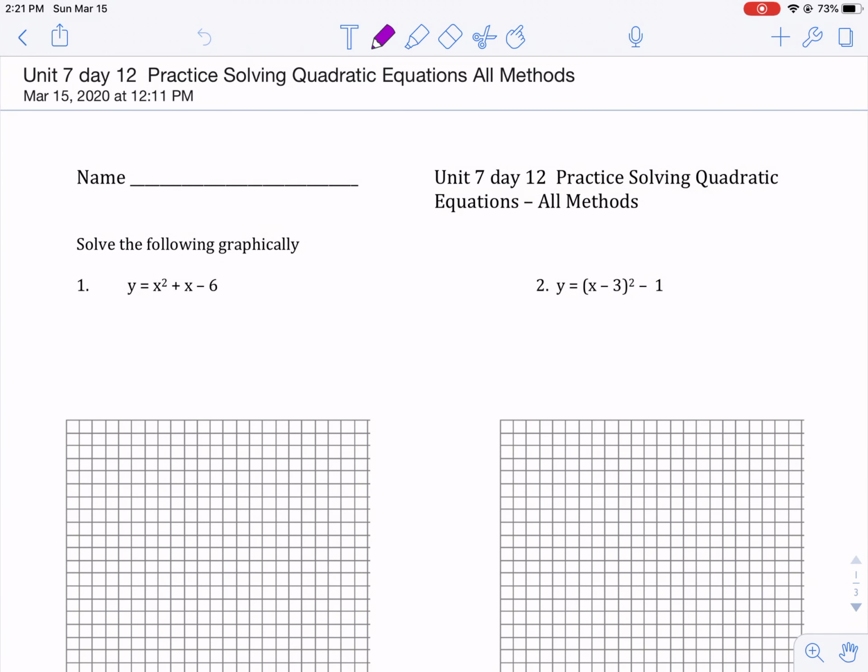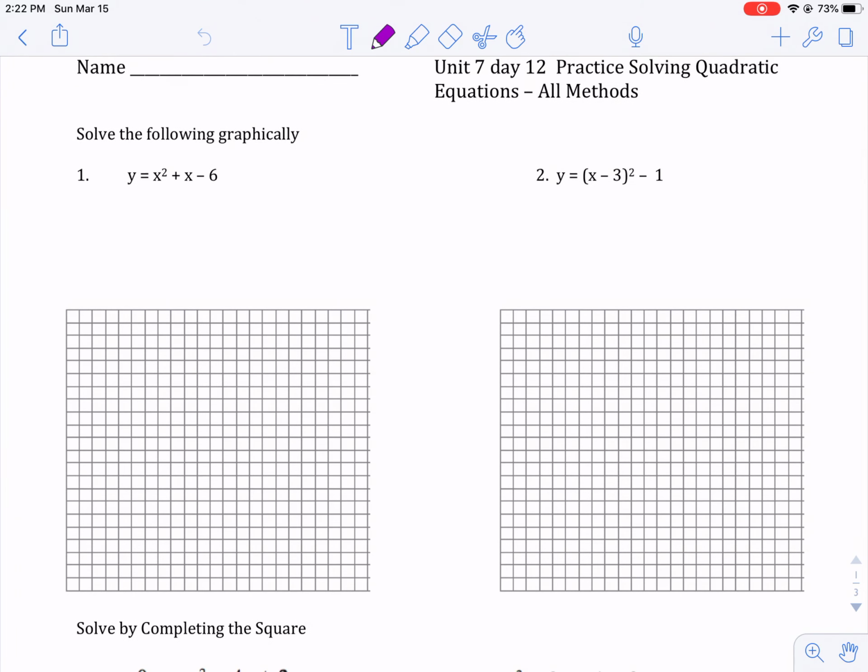All right, so this is Unit 7, Day 12, which was meant to be a day to put all the different methods for solving a quadratic together, so you can practice and see the differences between the methods. So my plan is to do one of each kind with you, and then you are to do the rest of them for the homework for this day's notes.